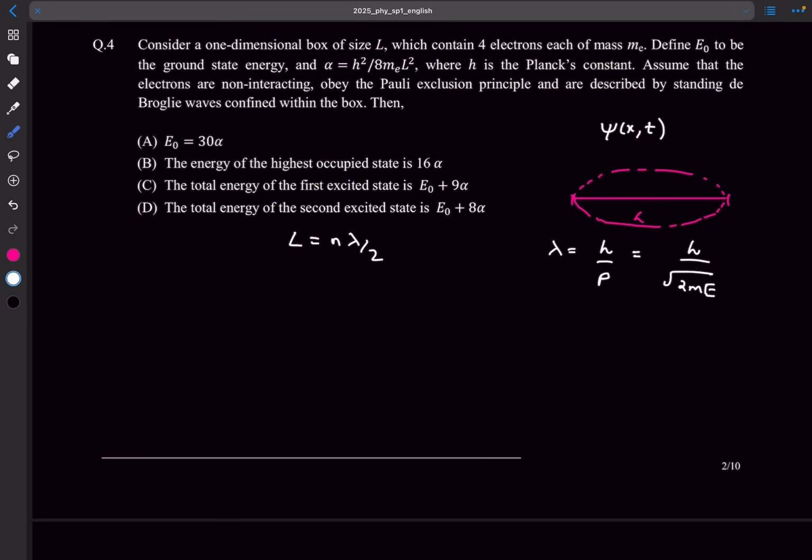So if we square this equation, we get L squared equals n squared by 4 times lambda squared, which is h squared divided by 2 m e.